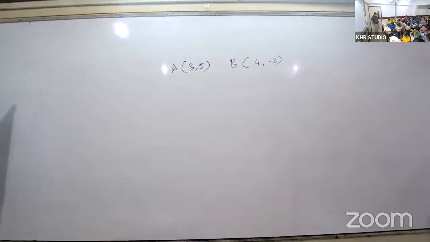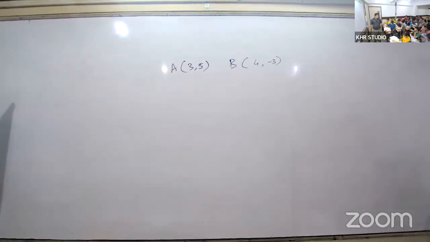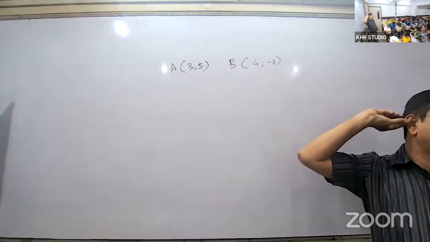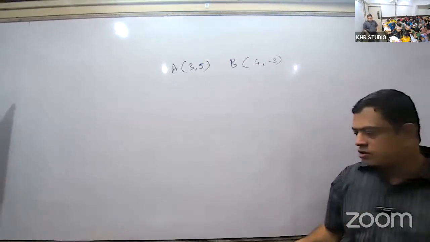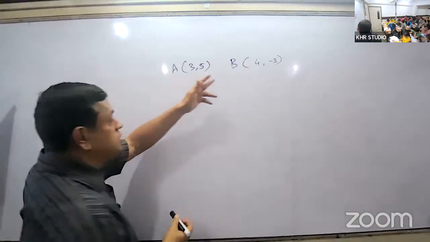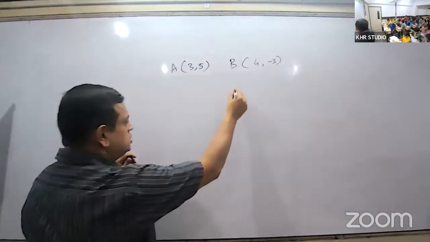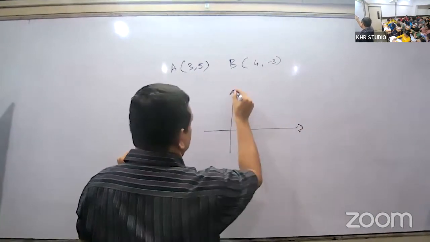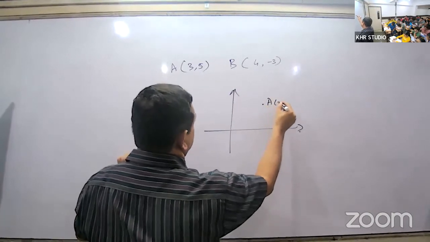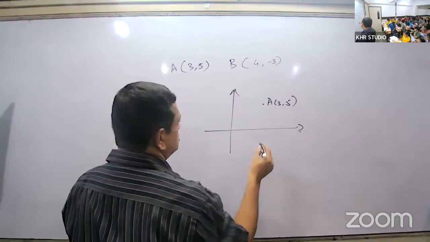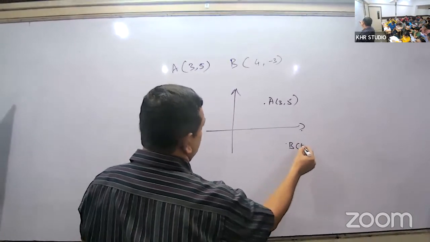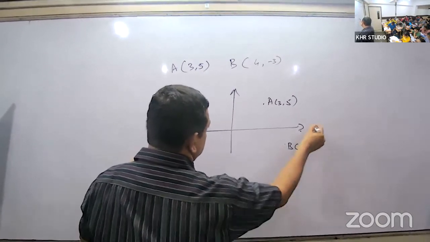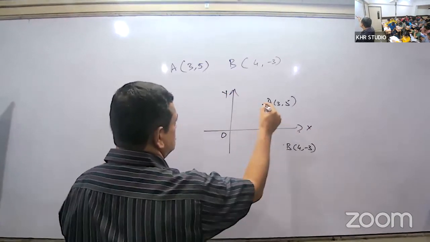Should I explain? Yes. If you want to know how to do it, just draw a rough figure and mark these 2 points. Then you will get a rough idea. When you mark the rough figure, you know which quadrants they are in. A is in which quadrant? First quadrant. Take it as (3, 5). B is in which quadrant? Fourth quadrant. So B is (4, minus 3). Now this is the x-axis, origin, y-axis.